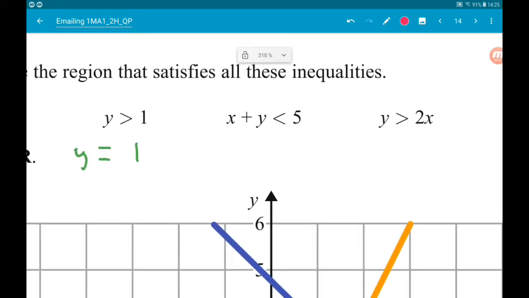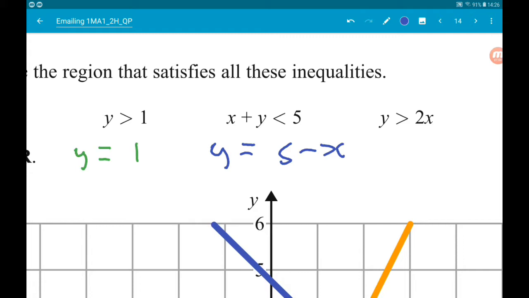And for the second one, we need to plot the line x add y is equal to 5. Now that might not look very nice. What we can do is rearrange it and instead plot y equals 5 minus x. So all that you really need to plot that are 2 points.